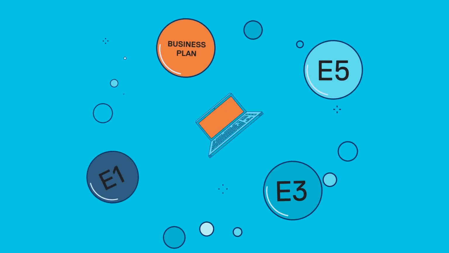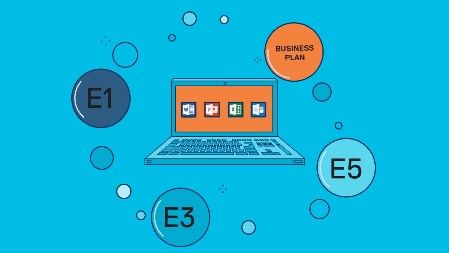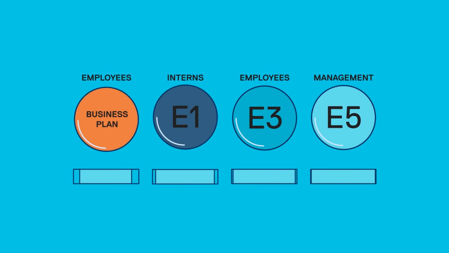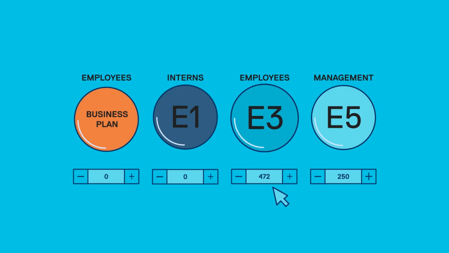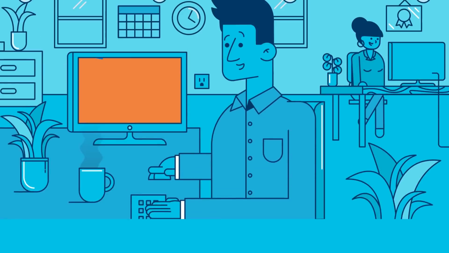You can use a combination of different licenses to meet all your software needs. For example, a handful of E5 licenses can be used for workforce management. Meanwhile, other employees might only need E3 or business licenses.